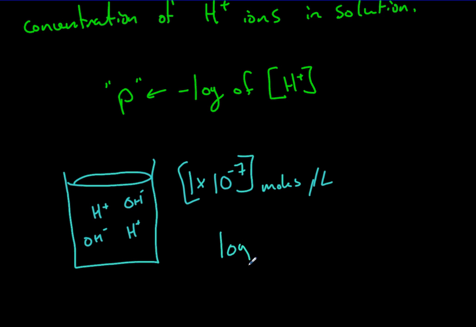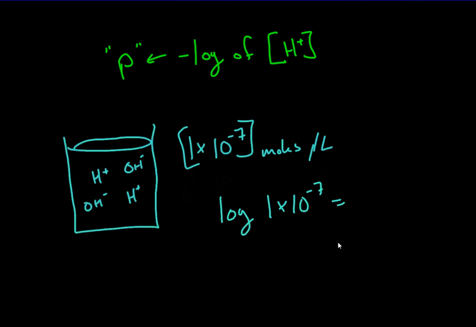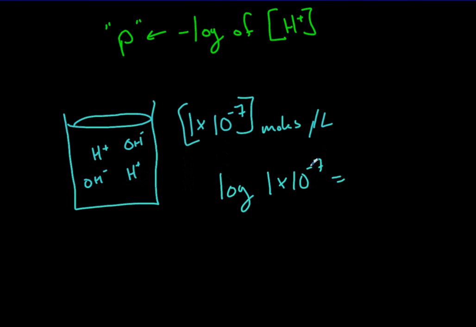Now, if I take the negative log of this value, let's first look at what the log of it is. What is the log of 1 times 10 to the negative 7? What value does that give you? What did we have to raise 10 to the power of in order to get this number? It's right there. What is it? Negative 7. So the log of 1 times 10 to the negative 7 is, sorry, negative 7.